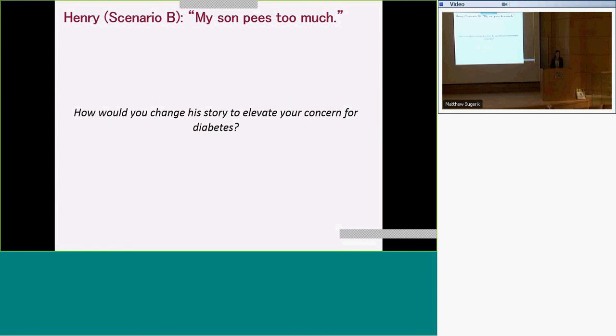What's wrong with Henry? He's drinking too much. He's a toddler. How would you make it diabetes? How would you change this story? Weight loss, good. Starving, so eating a ton. Okay.